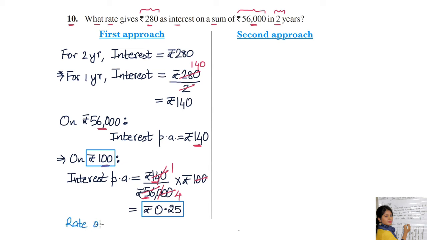Using this we can directly say that the rate of interest will be 0.25%, right?